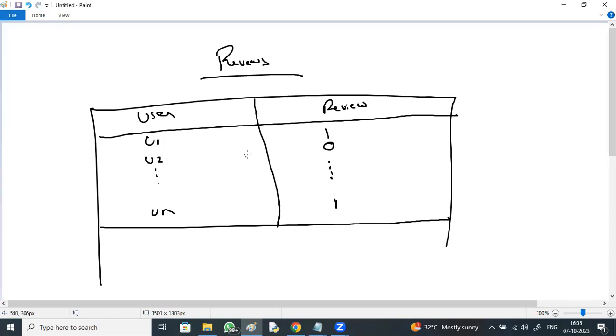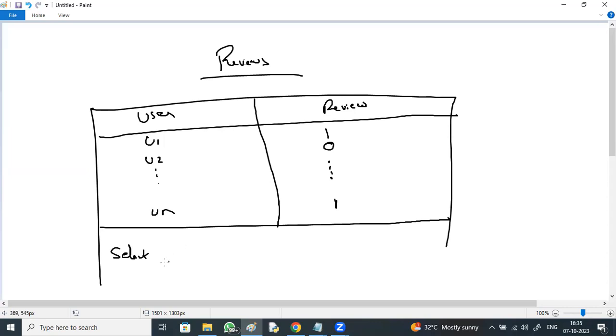Fine. Can you write an SQL query to count the number of zeros and ones here? So, count aggregation, right?